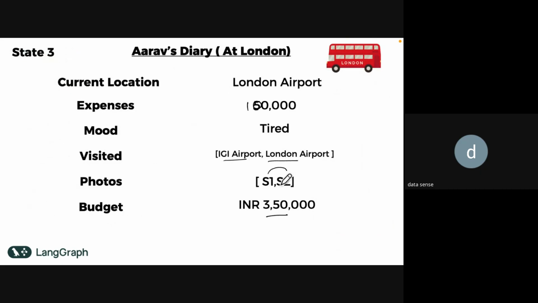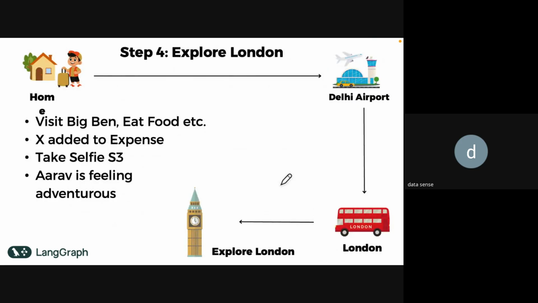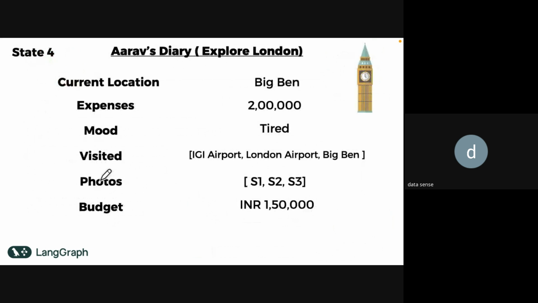Now in London, he wants to explore London. So he goes to Big Ben in London. He adds some expense and something he does. And let's say he updates his status further. So he sees that now in state 4, this is my current location. This much I spent. This much I'm a little tired now. These all places I have visited so far. These are my selfies and this much budget I have left. So this is all good so far.